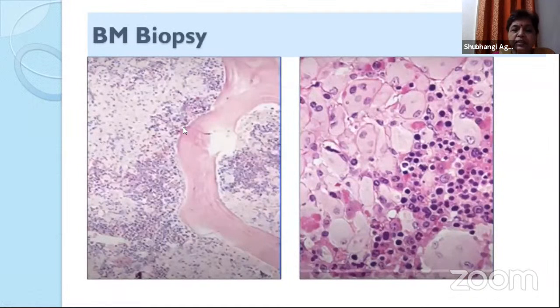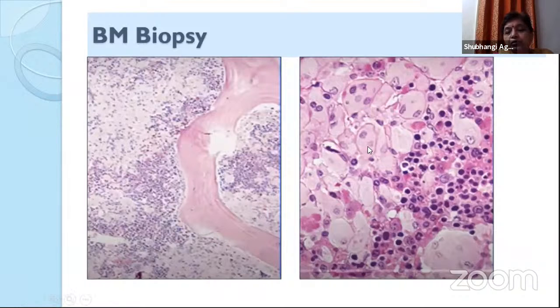You can see the biopsy. In the biopsy, you have small clusters of cells, pale histiocytes, or sheets of cells which are involving the bone marrow. This is the bone with complete wipeout of the bone marrow, normal hematopoietic and fatty marrow. So it is extensively involved bone marrow.